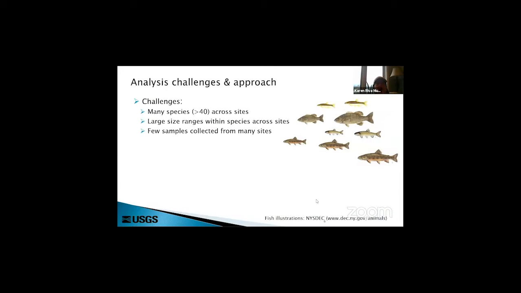So there were some challenges in analyzing these data. First of all, the data set contained many species, and the species varied widely across sites. So we didn't have a lot of consistency in species across the sites. There were large size ranges within species that were collected across the sites. And there were many sites with relatively few samples, maybe like 1 to 3 samples at many sites.